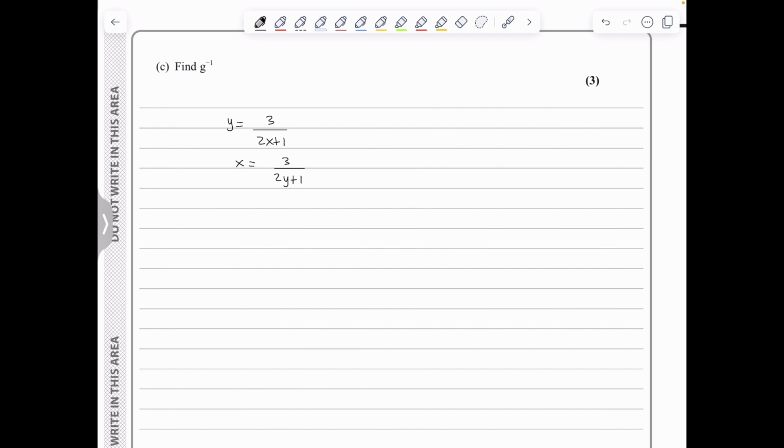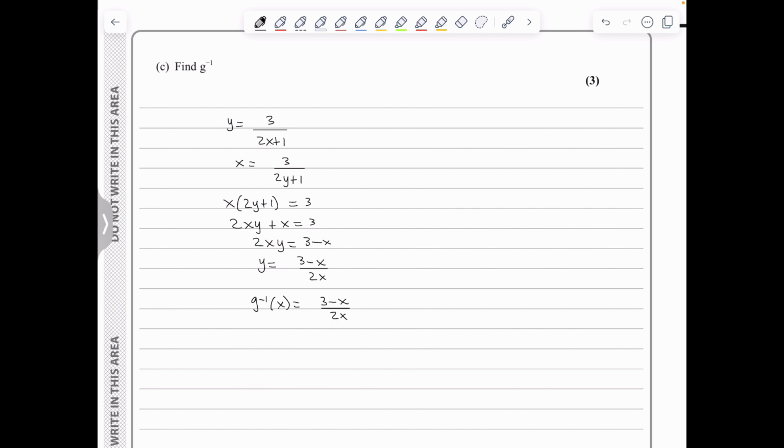And then we try to make y the subject of the formula. So I will cross multiply to get x brackets 2y plus 1 is equal to 3. I will expand to get 2xy plus x is equal to 3. So 2xy is 3 minus x, leading to y being 3 minus x over 2x. This means that g inverse of x is equal to 3 minus x over 2x.